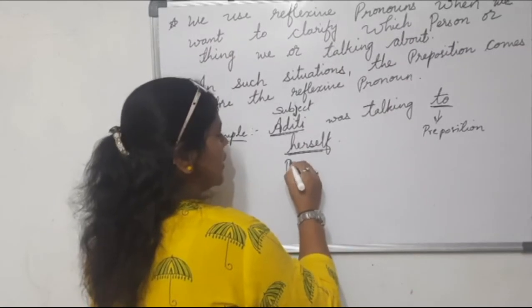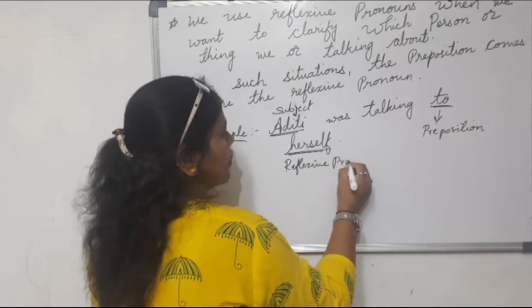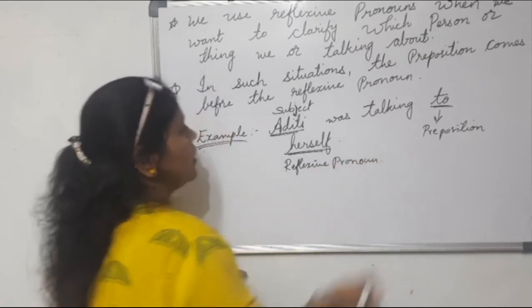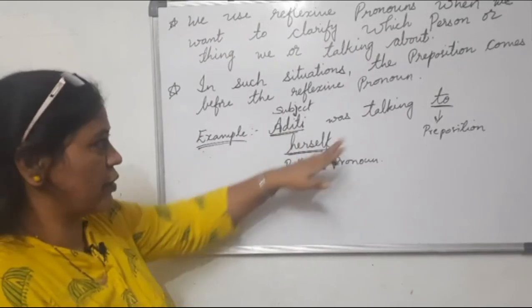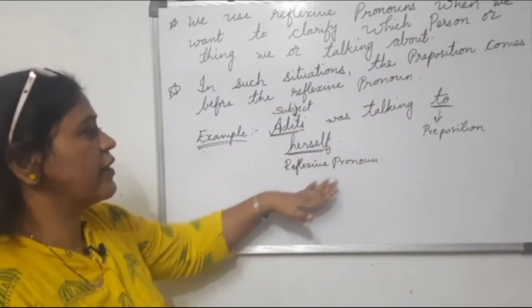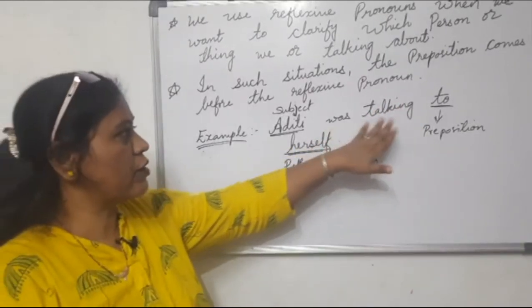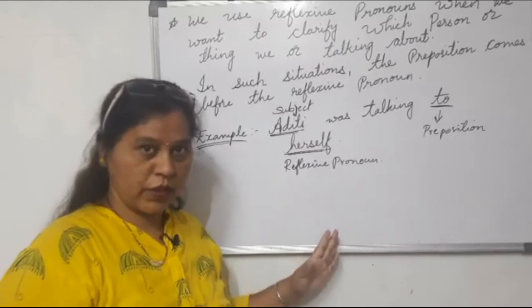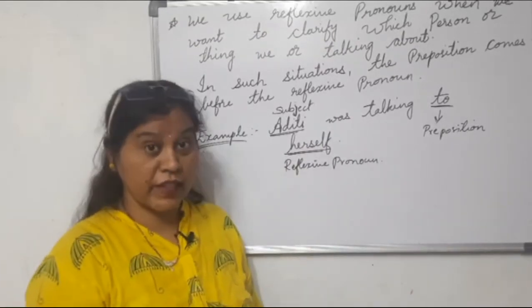So it is a reflexive pronoun. Got it? Understood? Here in this situation, the preposition comes before the reflexive pronoun. To is the preposition in the sentence. So Aditi was talking to herself. Got it? Understood? Yes, we'll do the next rule of the reflexive pronoun.